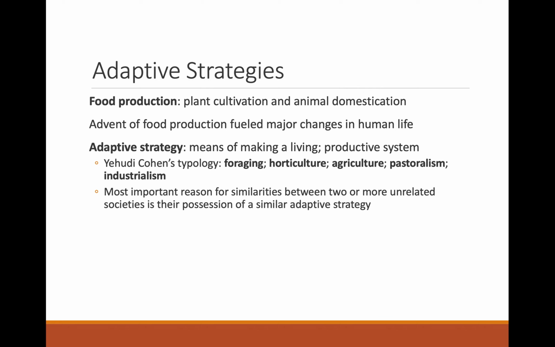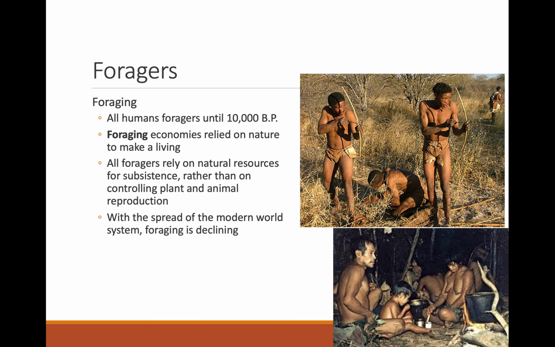This is where anthropology and sociology really start to overlap, in that sociology has historically dealt much more with large Western contexts, right? With large Western cultural systems, and that is where we find these post-industrial societies. All right, so the most important reason for similarities between two or more unrelated societies is that they possess the same adaptive strategy, which is why we're going to broach our cultural anthropology unit by looking at adaptive strategies.